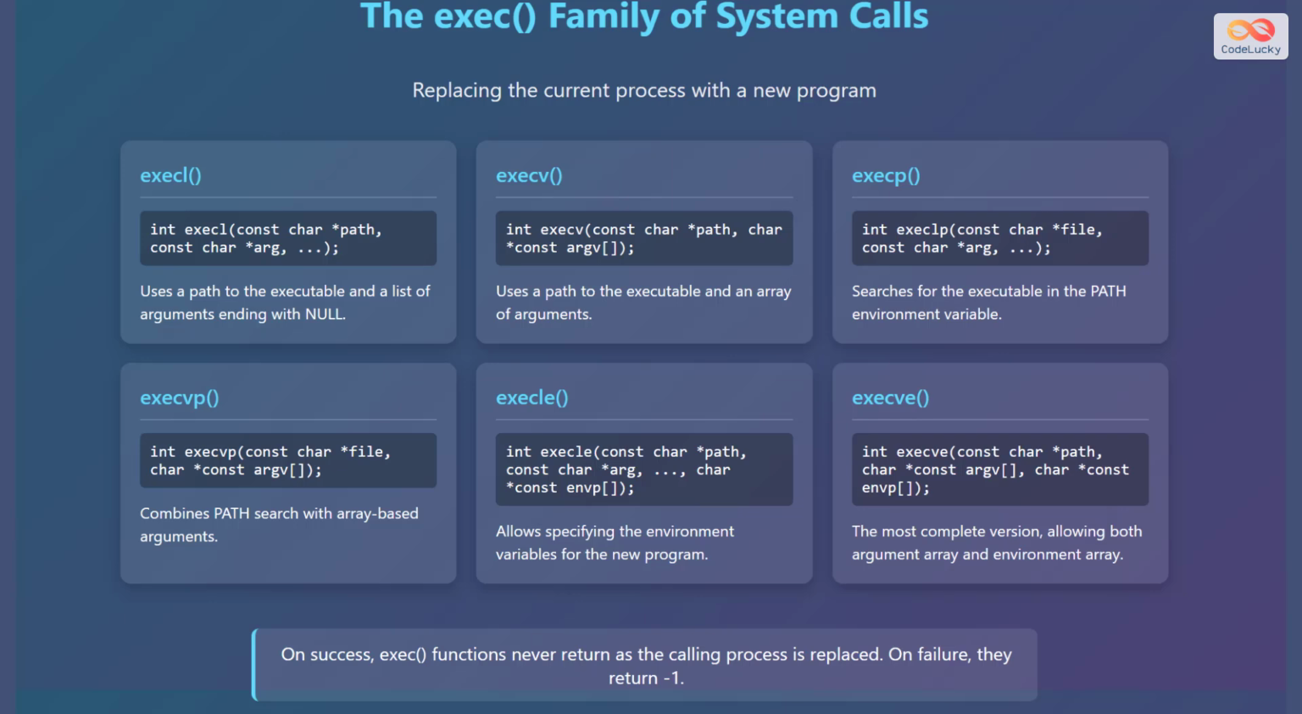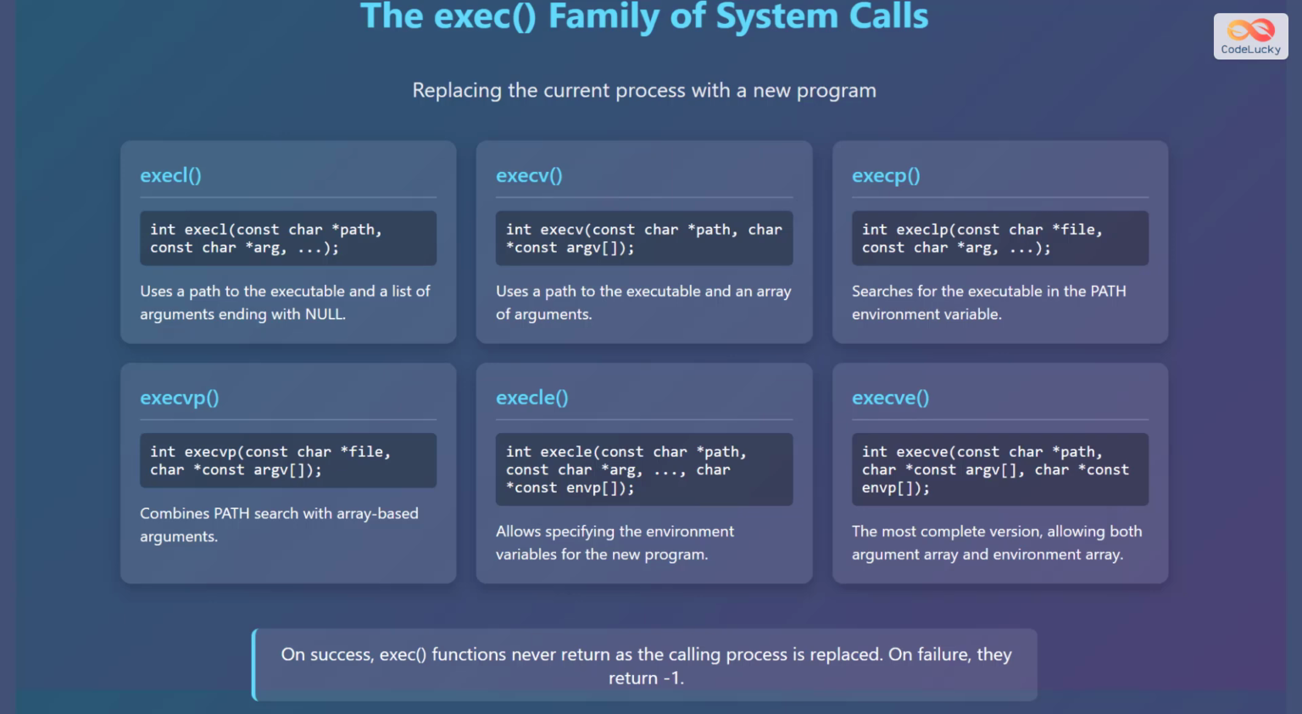execl takes the path to the executable file as its first argument, followed by a list of arguments that are passed to the new program. The list of arguments must be null-terminated. execv takes the path to the executable file as its first argument, and an array of arguments as its second argument. The array must also be null-terminated.